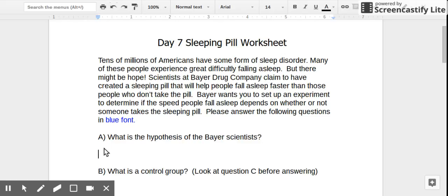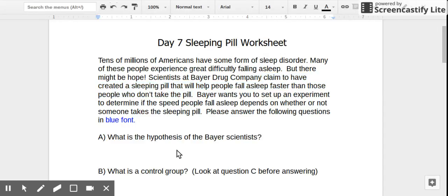So remember that the hypothesis always goes back to the claim. We find the claim right in the middle of the paragraph. It says that scientists at Bayer Drug Company claim to have created a sleeping pill that will help people fall asleep faster than those people who don't take the pill. So their claim is kind of like their guess as to the answer to the question. The question would be, does the pill work in helping people fall asleep faster? They're saying that it does, right?